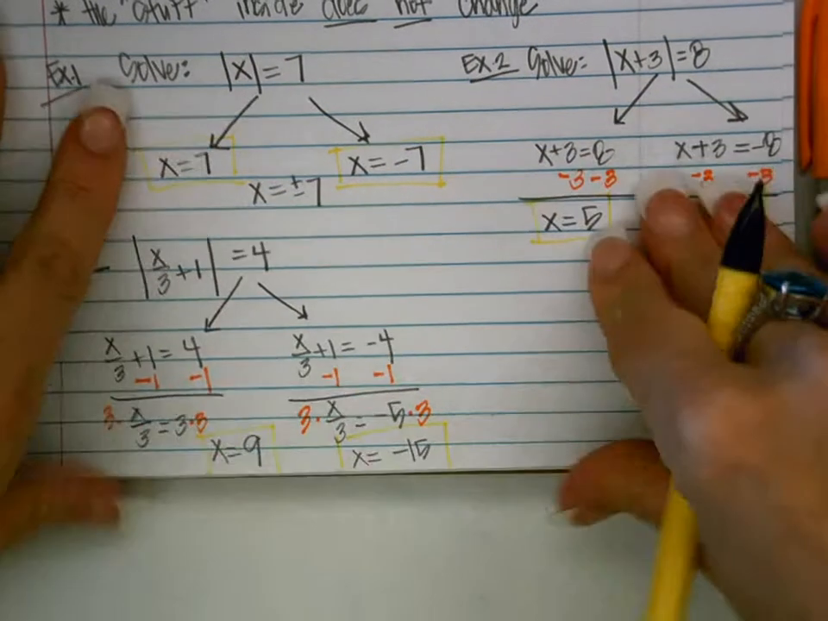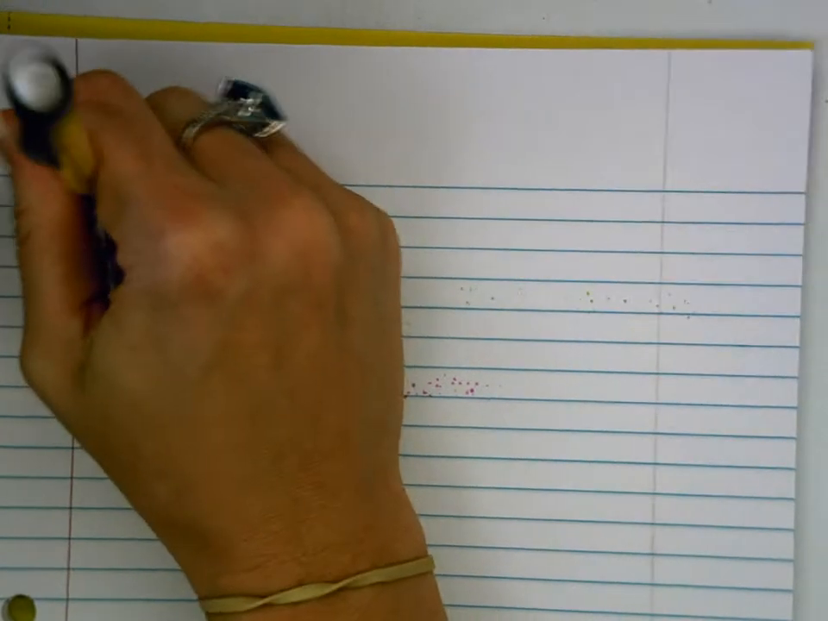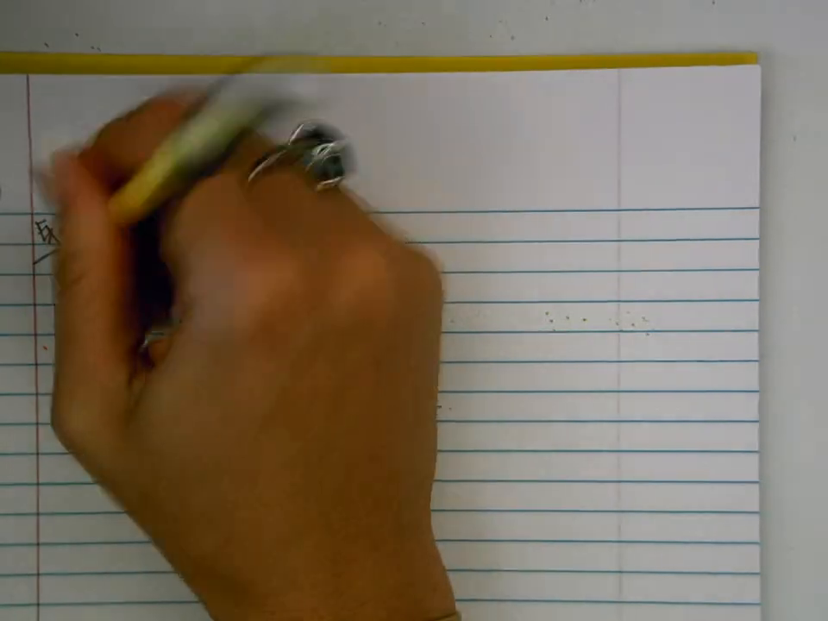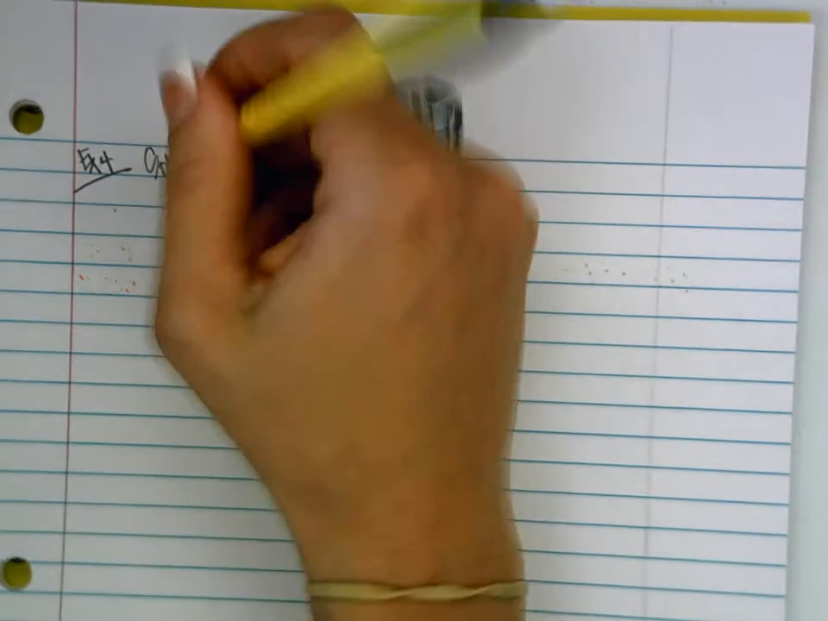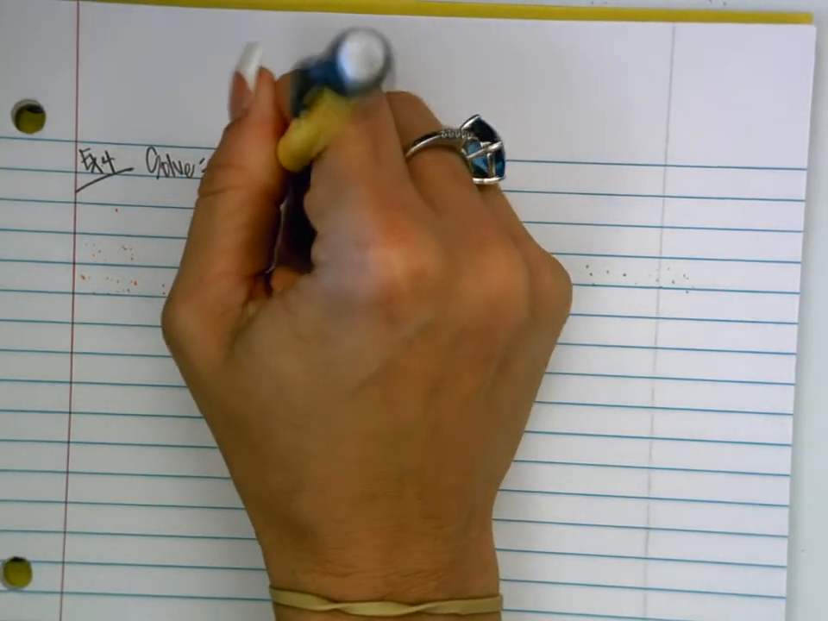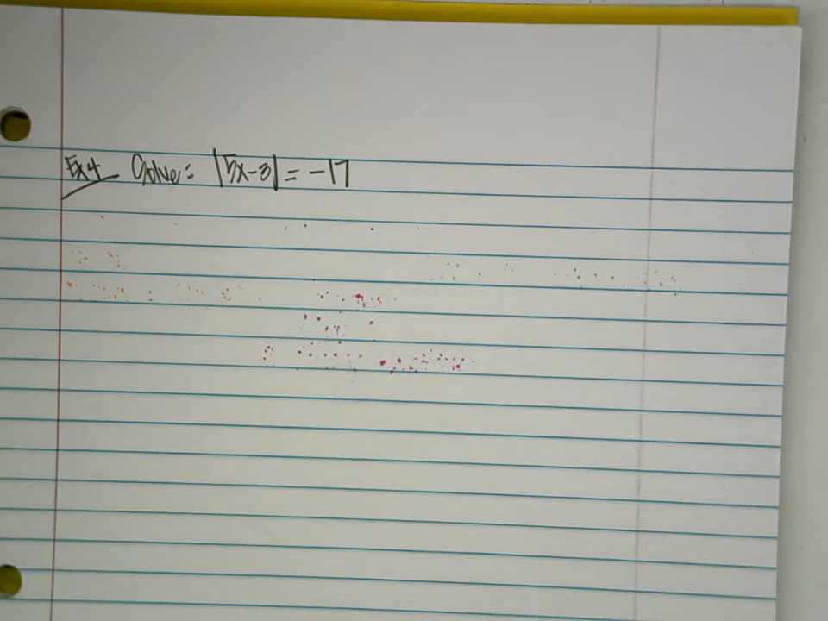Let's try another one. Number 4. Again, I would like you to solve all of these equations. Solve: the absolute value of 5x minus 3 is equal to negative 17.